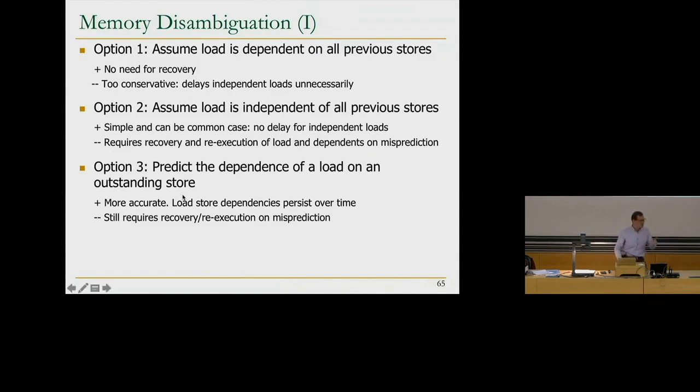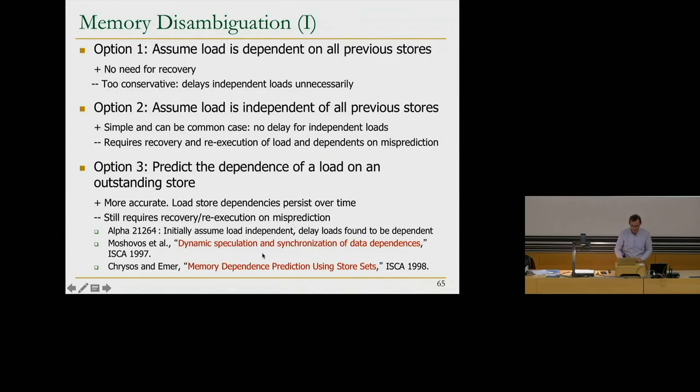Okay, but this is more accurate, clearly. Because load-store dependencies actually persist over time, people found out that if this store is writing to a location that this load is going to read, whenever you go back to the same load and store in a loop, for example, it's going to happen again and again, so you can learn from past executions. But of course, if you're wrong, you still need to recover and re-execute.